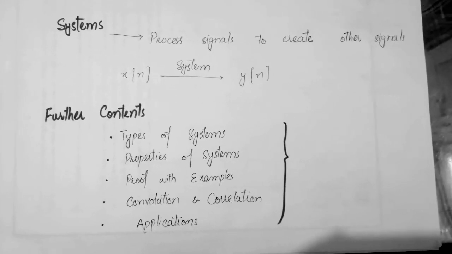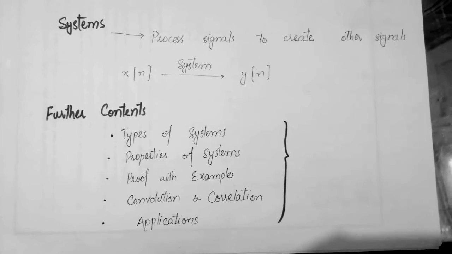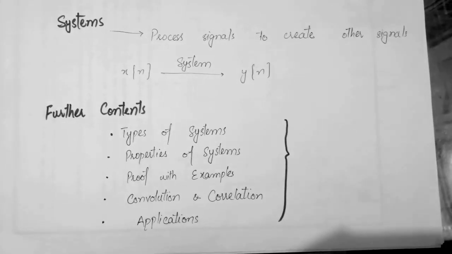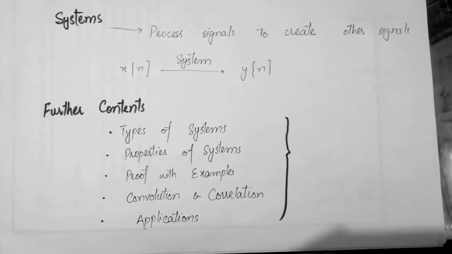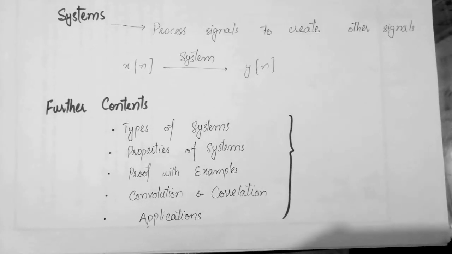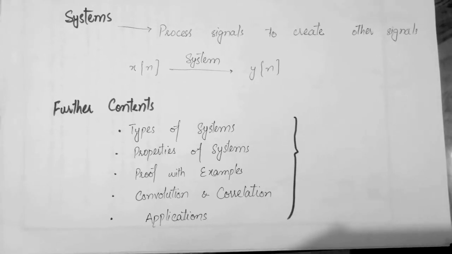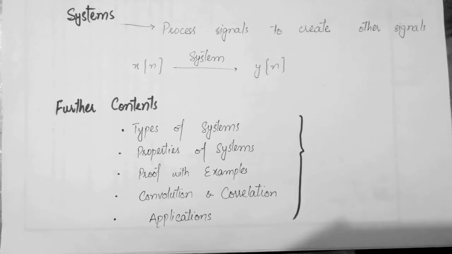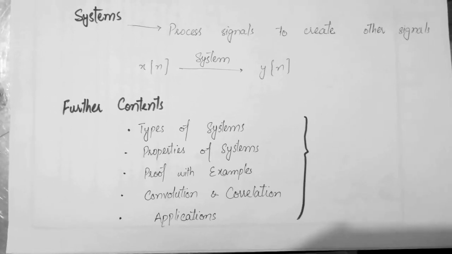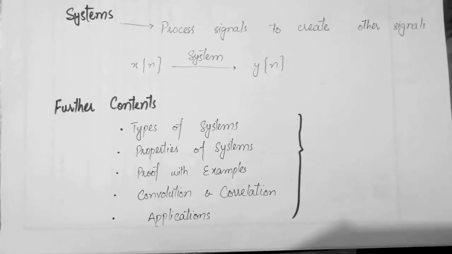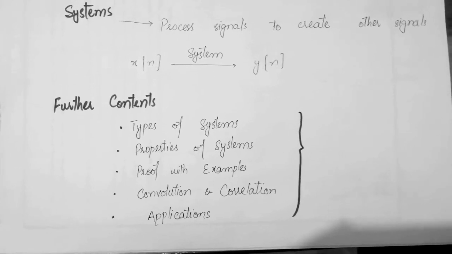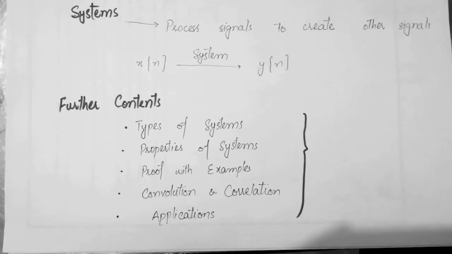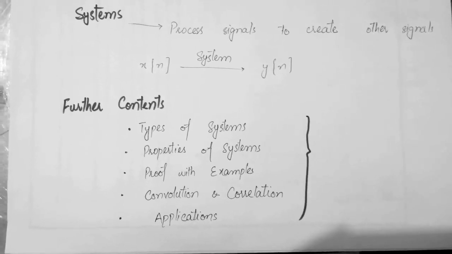In this lecture, we are going to discuss the definition of a system first of all and the other contents. Systems process signals to create other signals. For example, we give an input signal to the system and it gives an output as another signal. It changes the input signal to the output signal according to its algorithm. Further contents of this lecture are types of systems, properties of systems, proof with examples, convolution and correlation, and applications of these properties of systems.